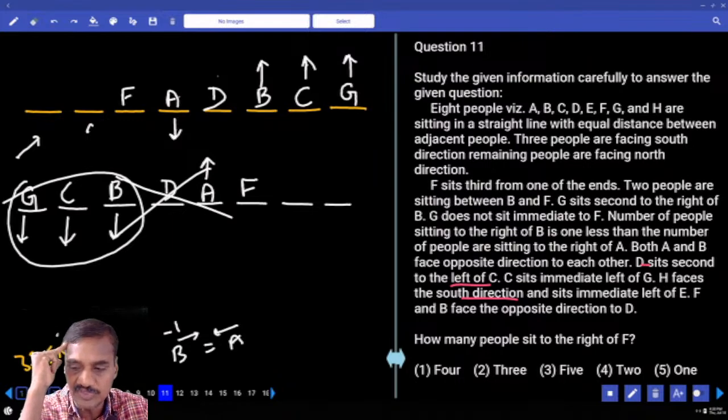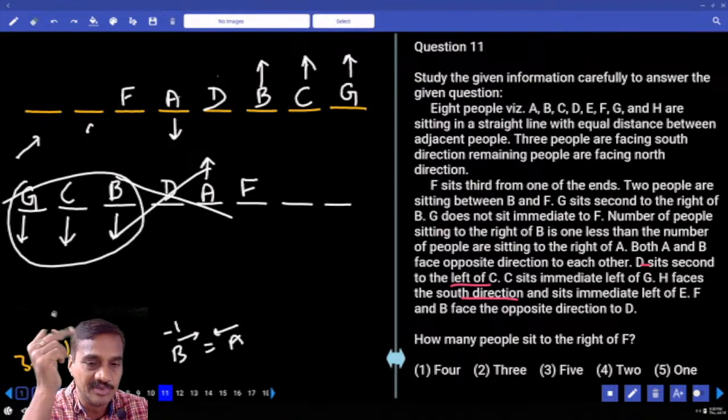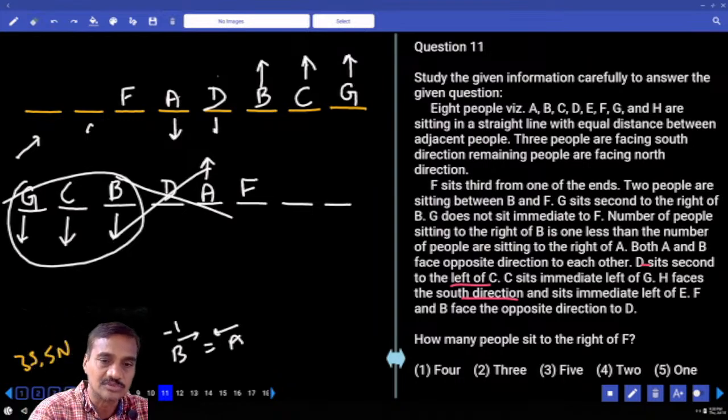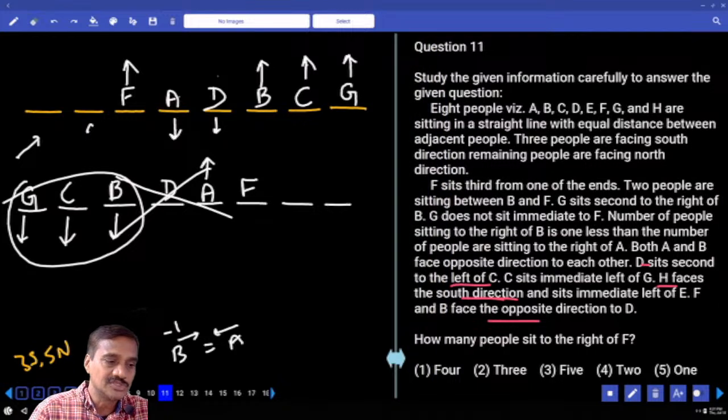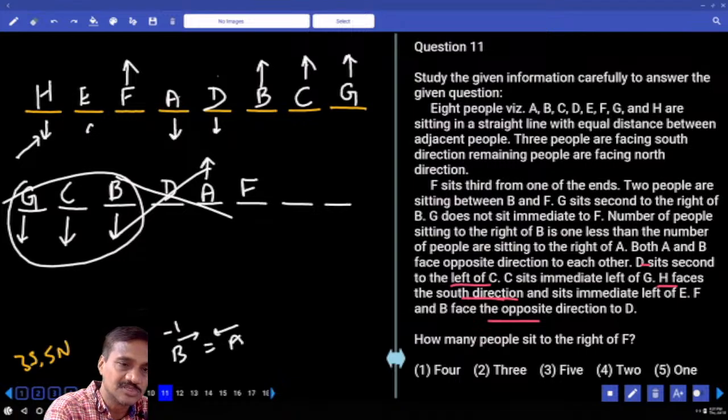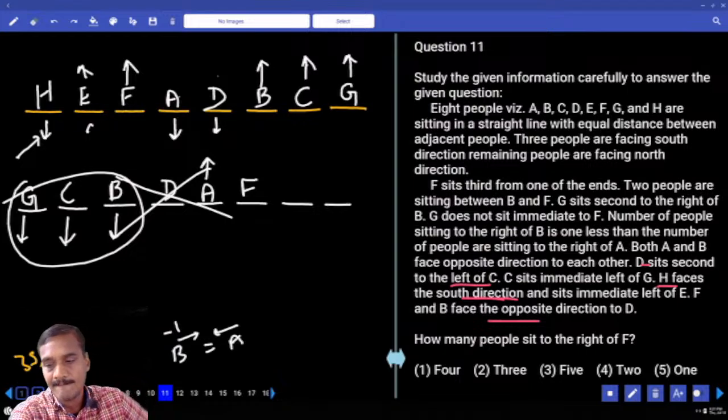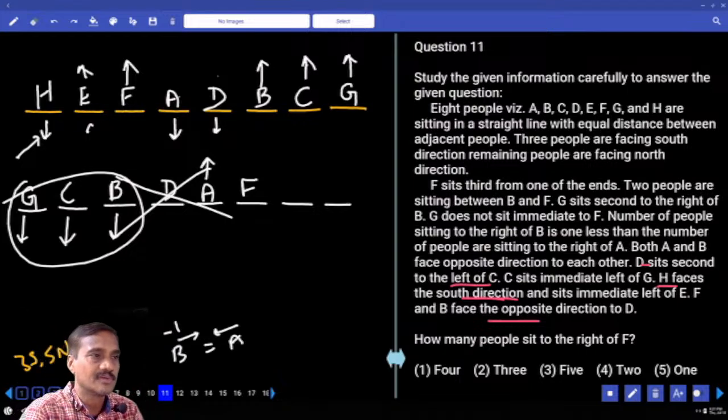And F and B face opposite direction to D. F and B opposite to D means D must be south. Then F and B must be towards south. Then we have one more left. H faces south direction and sits to the immediate left of E. That means E must be facing towards north, and H is facing towards south. And who is the other person? E is facing towards, and is to the immediate left of E.